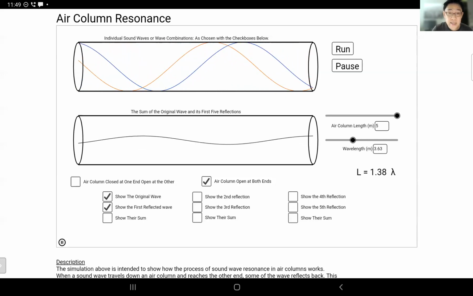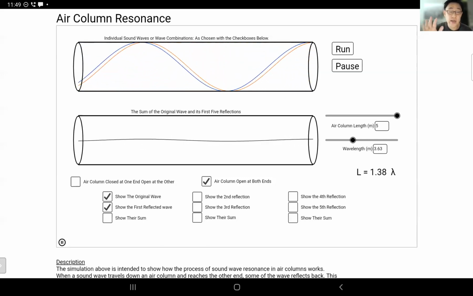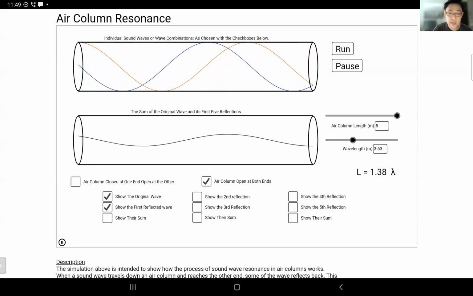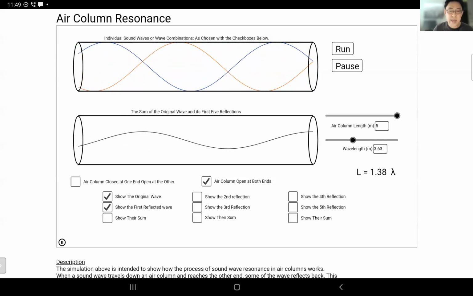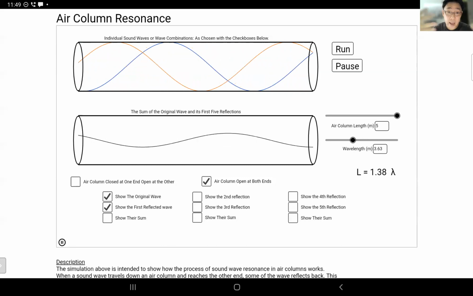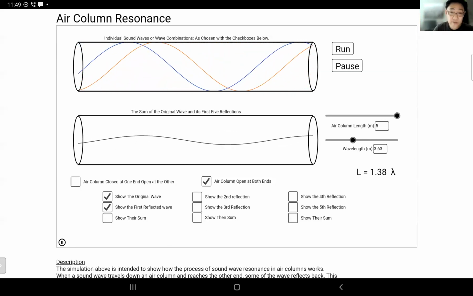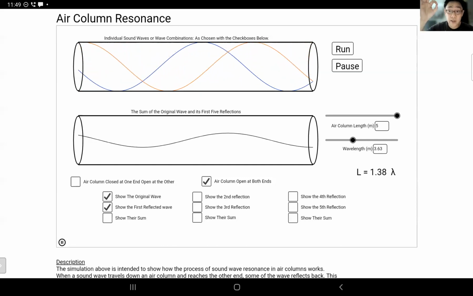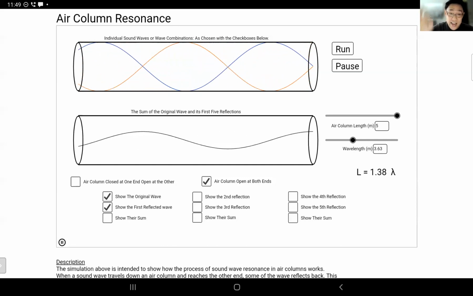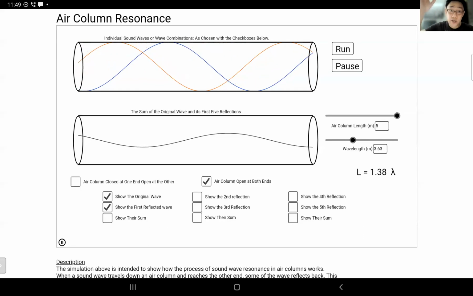The reflection must happen on and on and on. So the nice thing about this particular simulation is this. The misunderstanding is that you just assume there are two waves meeting each other. But in reality, it's not. You must have the reflection on top of the reflection, and then reflection on top of the reflection on top of the reflection.